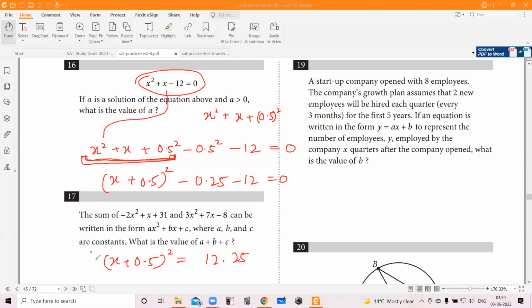Now you can square root both sides. We don't have a calculator. No problem, but we need the square root of 12.25. Yeah, that's a problem here. Could we just leave that? 6 times 6 is 36. 4 times 4 is 16. 3 times 3 is 9.